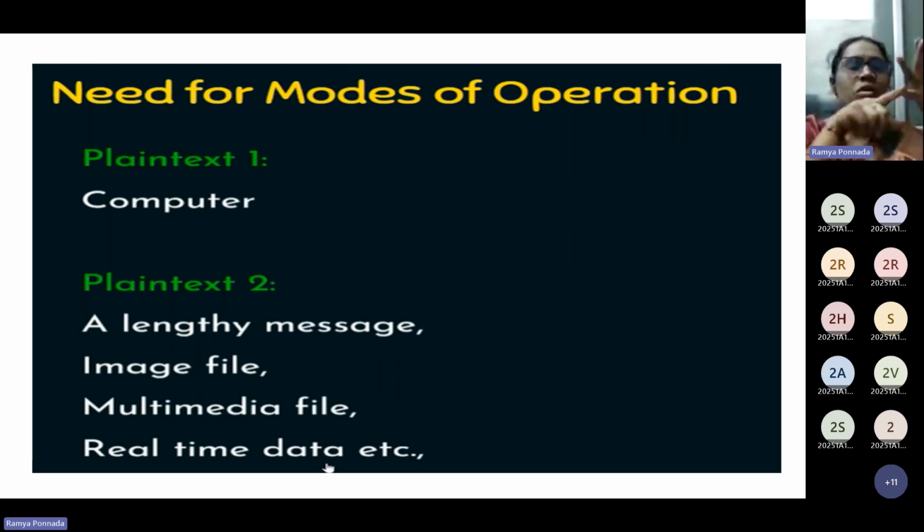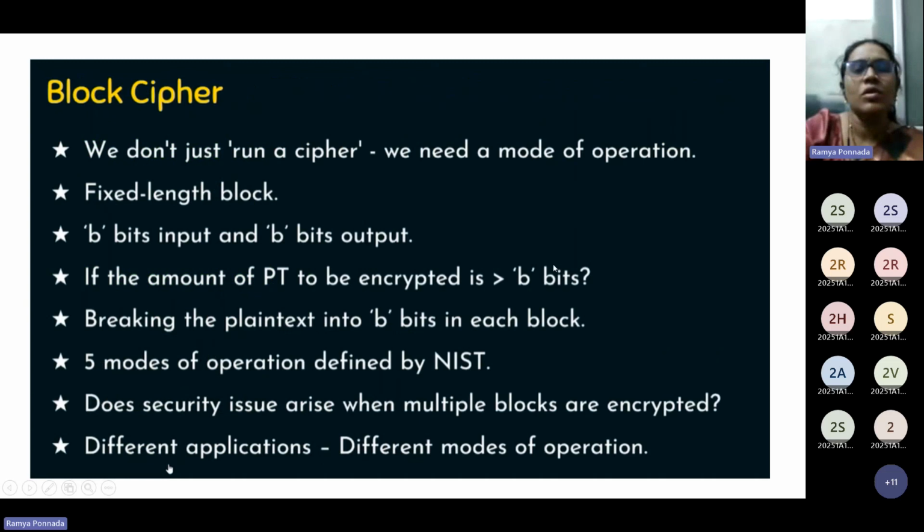Also, suppose you want to encrypt and decrypt a lengthy message or an image file or a video file or a voice file, some real application data that you want to send. In online transactions, suppose you are writing WhatsApp messages, it says that it is in encrypted format and end-to-end encryption is allowed. For that kind of messages, we require these modes of operation. Okay, so as part of it, we will learn.